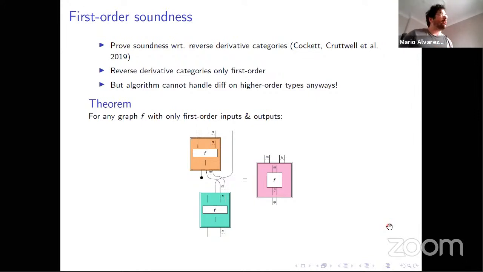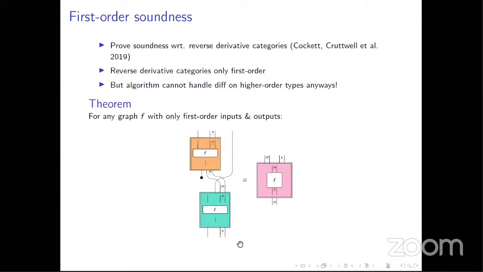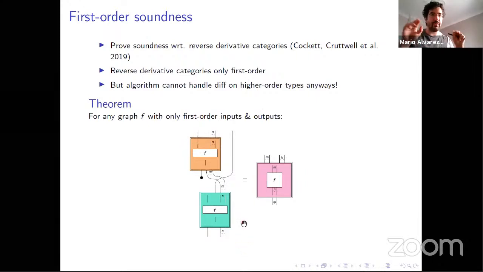So what we decided to do is to restrict ourselves to the first order case. So what we prove is that if you take this AD transform and you apply it to a graph, to start, a sort of first order graph, although it may contain higher order subterms, this is the same as what you would get if you applied the reverse derivative combinator from a reverse derivative category to your graph. So we introduce this new pink box, which corresponds to the reverse differential combinator, which is a semantic notion.